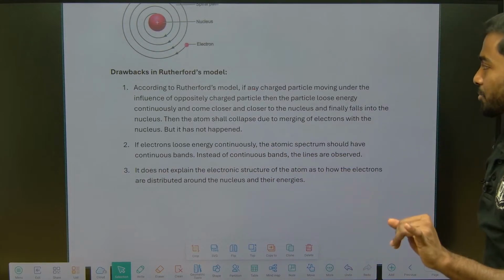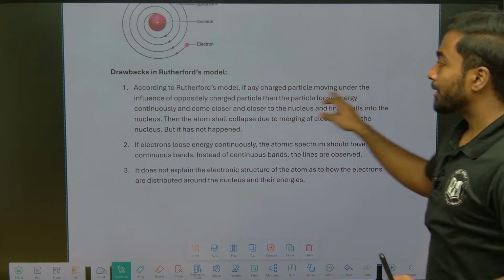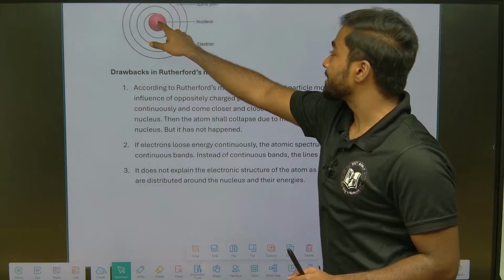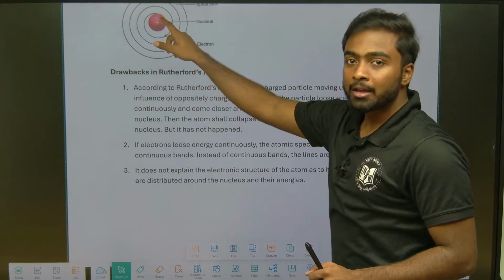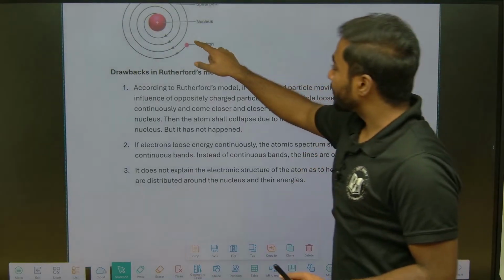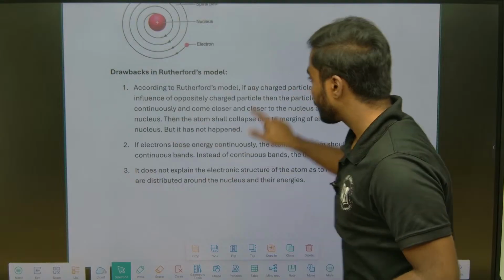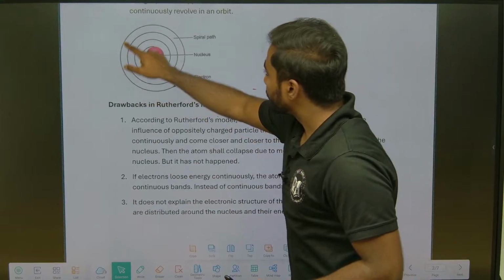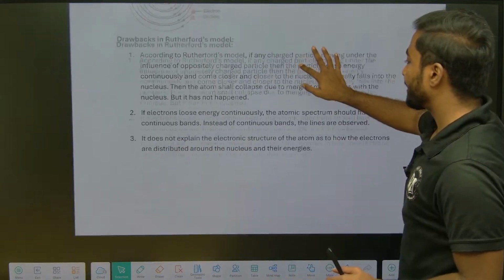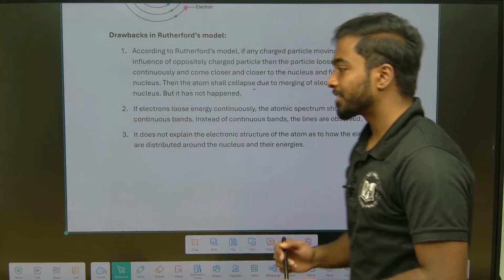So the first point they are saying is, when a charged particle moves under the influence of an oppositely charged particle, like the positively charged nucleus and this electron moving, what happens here is they lose energy, right? When they are losing energy, it keeps on revolving and coming closer and closer, and falls into the nucleus, right? That's the first point they are saying, and then the shell gets collapsed.